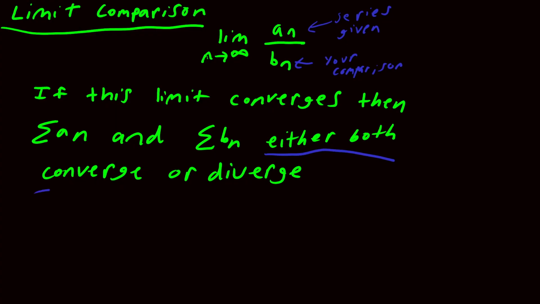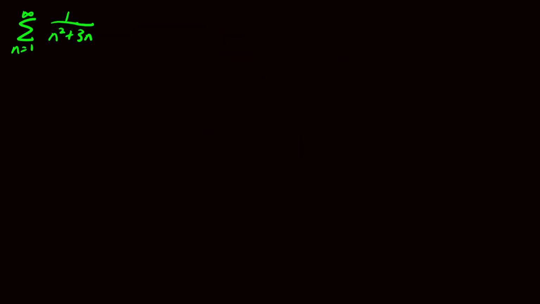A lot of people make a big mistake, right? They just look at the limit and say, "Oh, this limit converges," and so then the whole thing converges. No, your limit converging doesn't mean anything by itself. You actually have to test whether an or bn diverge or converge. If this limit converges, that gives you the green light to go ahead and figure out whether your comparison converges or diverges. So let's go over that.